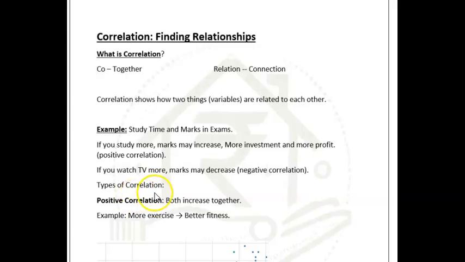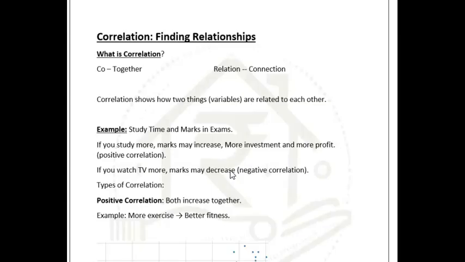Types of correlation. There are two types of correlation, positive correlation and negative correlation. If you study more, marks may increase. More investment, more profit. These are positive correlation. If one variable increases, the other variable also increases. This is a positive correlation.